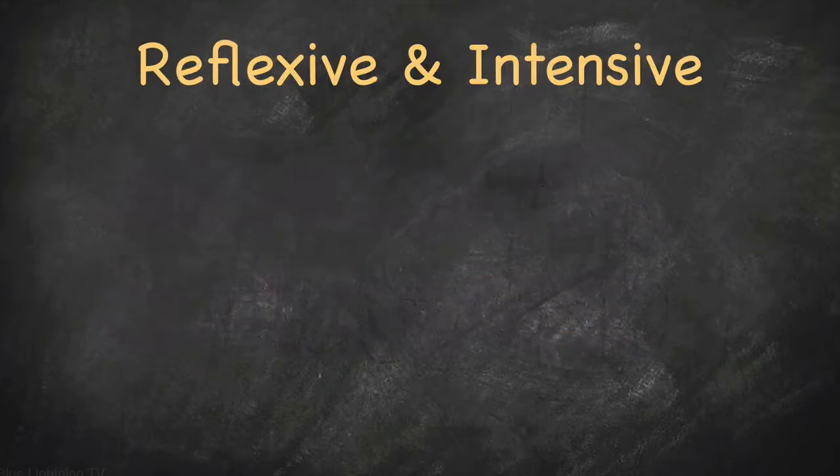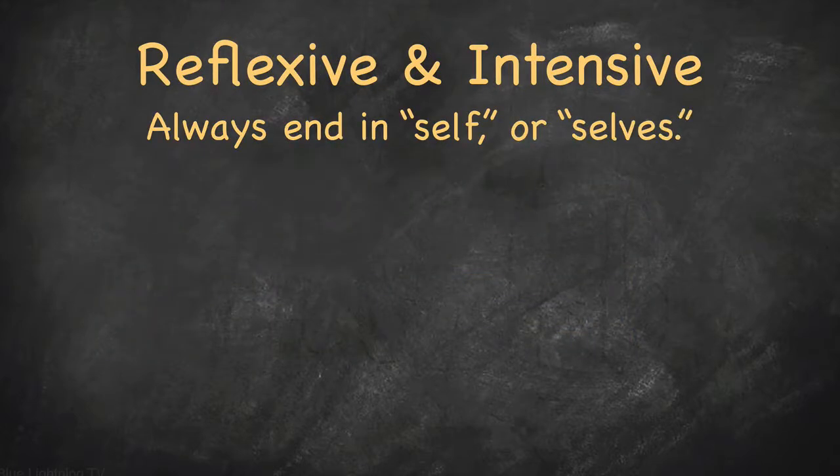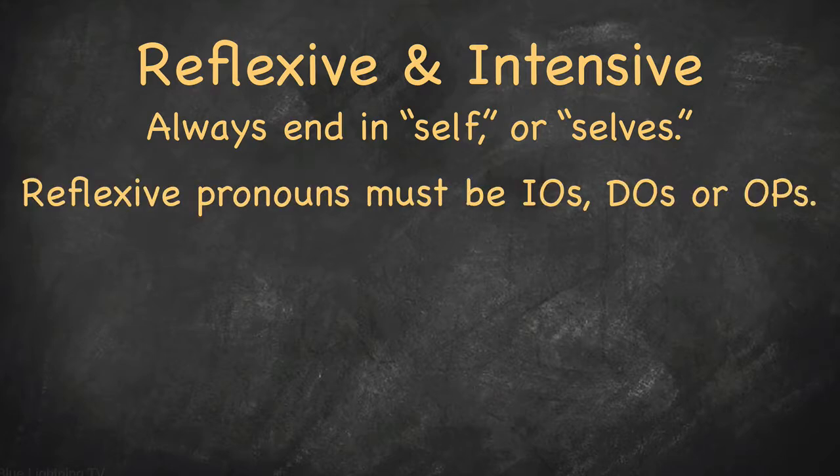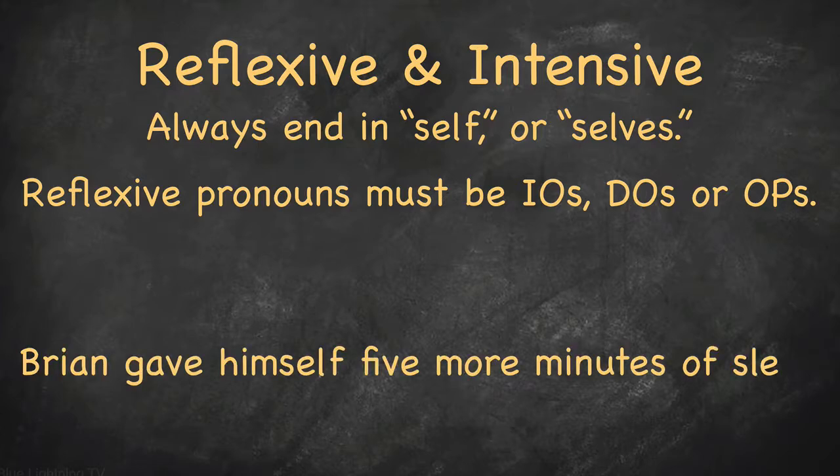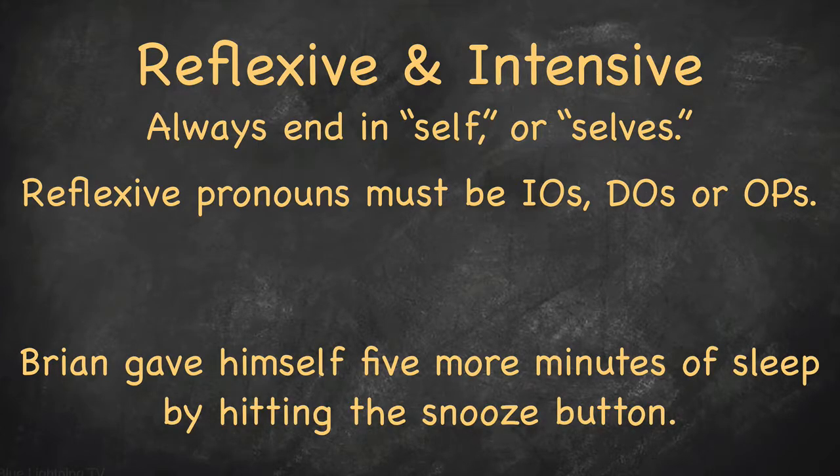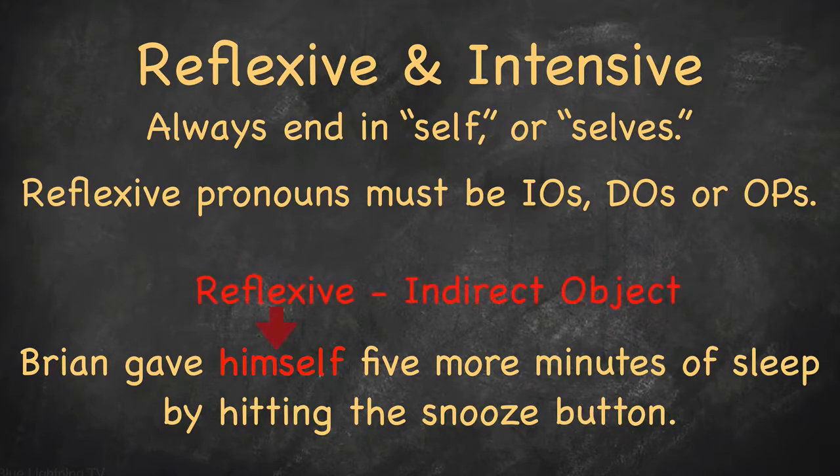Reflexive and intensive pronouns always end in self or selves and are needed whenever we're talking about any person's self. Reflexive pronouns have an actual job in a sentence. Intensive pronouns don't. They're just added for emphasis. So reflexive pronouns have one of these jobs: indirect object or direct object or object of the preposition. In the sentence, Brian gave himself 5 more minutes of sleep by hitting the snooze button. Himself is reflexive because it is the indirect object.